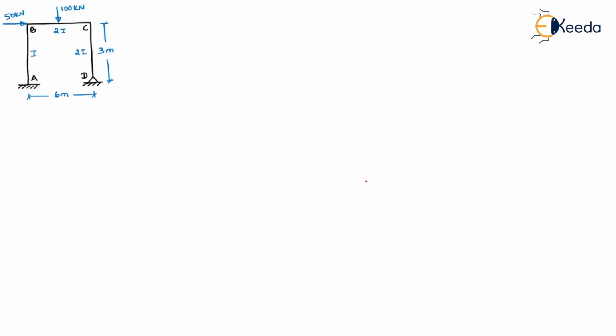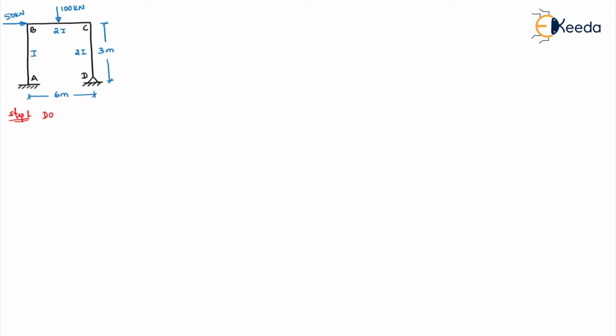So let's get started. This is a problem given to us. See, this is a sway type. So why? Because there is a horizontal load here, and both the support conditions are different. So it will have a horizontal shift. So that's why it comes under sway type. Okay. So now let's start. There'll be no much variation if it is sway type or non-sway type.